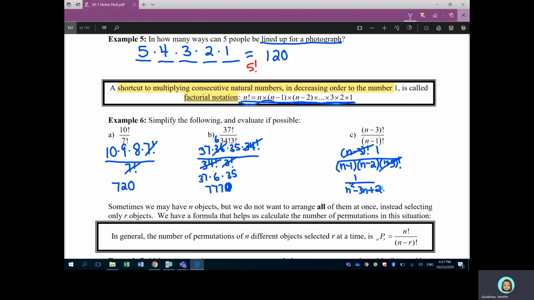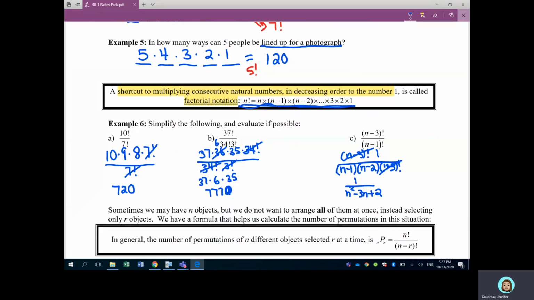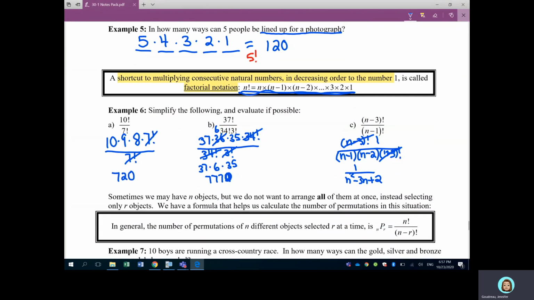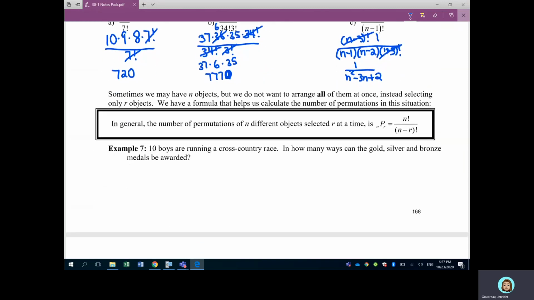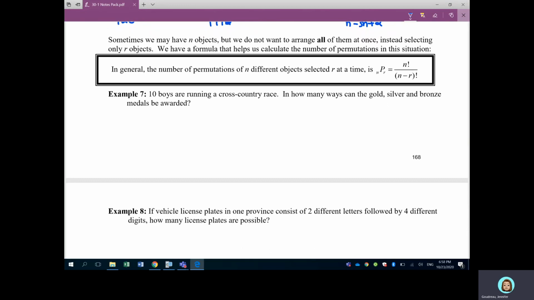Now, we can see that the factorial notation is linked to permutations. And now we've talked about simplifying using the factorial notation. So what we're going to do is take those two things and put them together. We're going to talk about those instances where we have n finite objects, but we do not want to arrange all of them at once. I just want to take a few of them and arrange them.